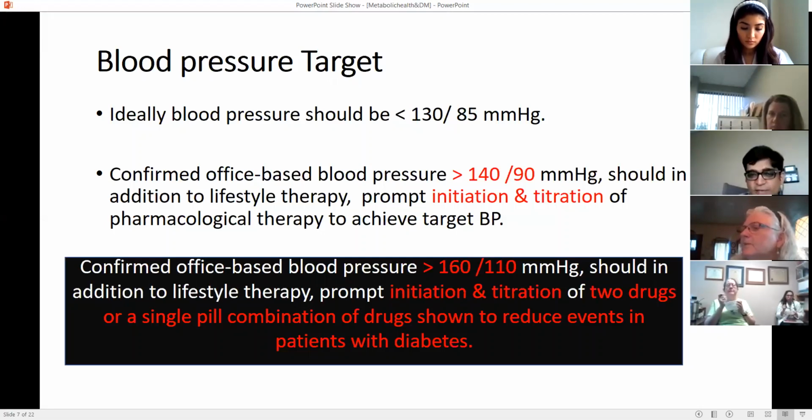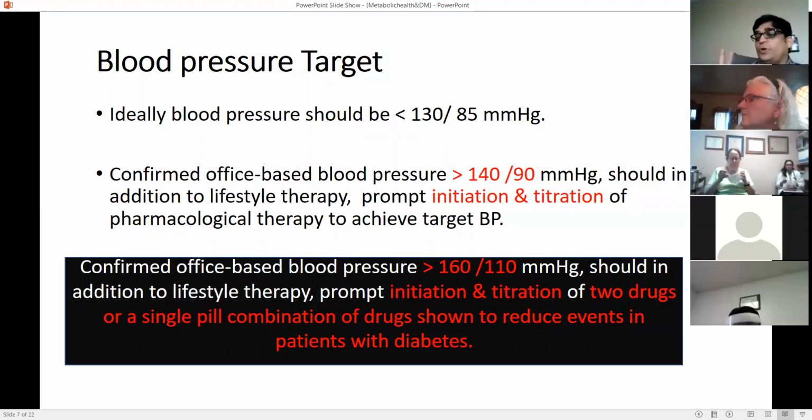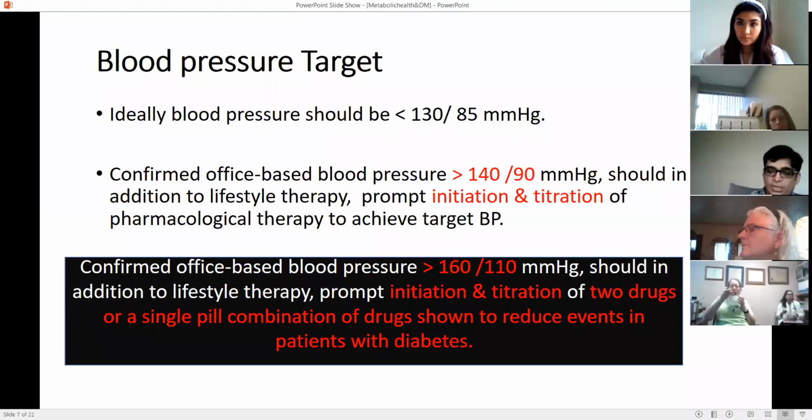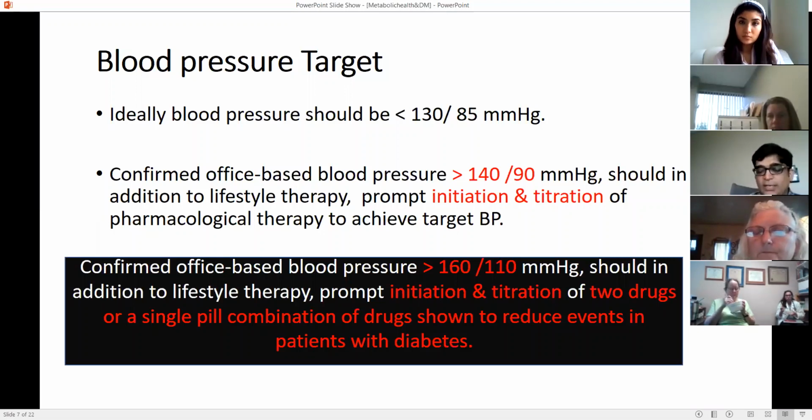However, if you are seeing a patient in the office setting and the blood pressure is greater than 160 systolic and 100 or 110 diastolic, then in addition to lifestyle, we should initiate medication, a combination medication. For example, if they are on lisinopril, we should increase the dose and add hydrochlorothiazide. If they're not on medication, then add a combination medication so that we can bring the blood pressure down into the target range, which is 130, 85.